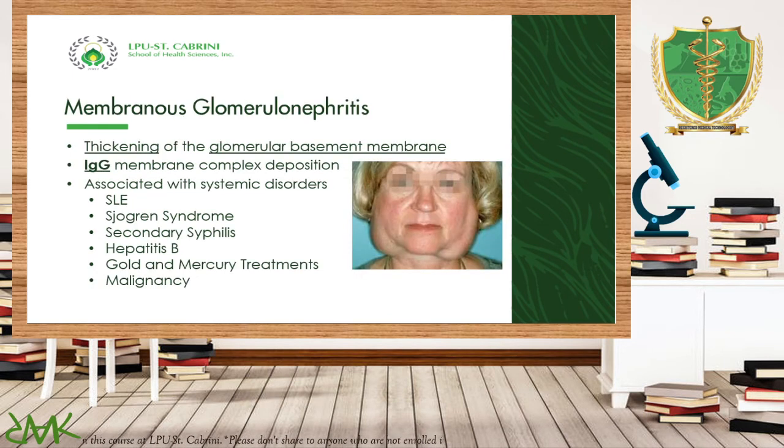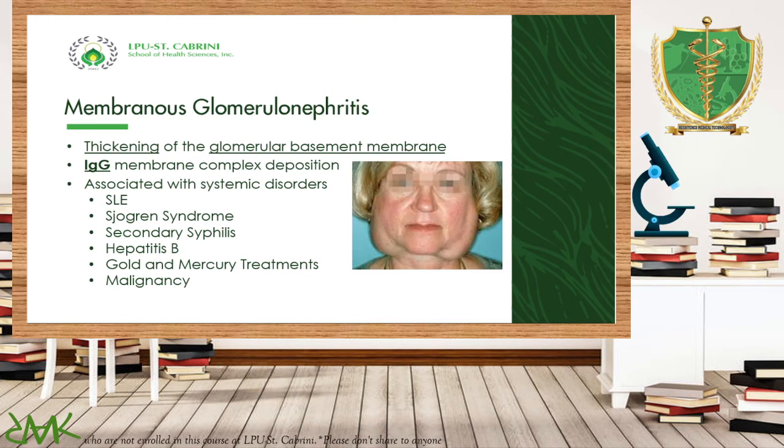Now, when we say membranous glomerulonephritis, the problem here is a thickening of the glomerular basement membrane because of the deposition of IgG. Deposition of IgA is associated with rapidly progressive glomerulonephritis. In membranous glomerulonephritis, there is a thickening of what we call the glomerular basement membrane. It is because of IgG deposition.